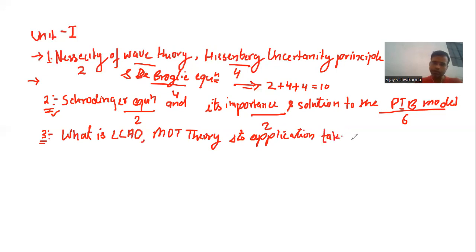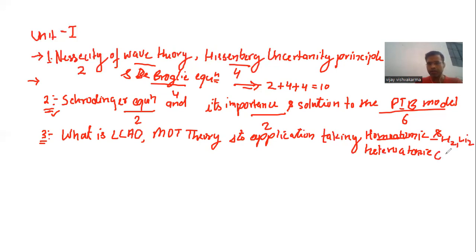Taking homonuclear, homoatomic and heteroatomic. Anyone from homoatomic like H2, Li2, etc., or heteroatomic like CO, etc., can be given for the application perspective. The weightage will be 2, 3, and 5.